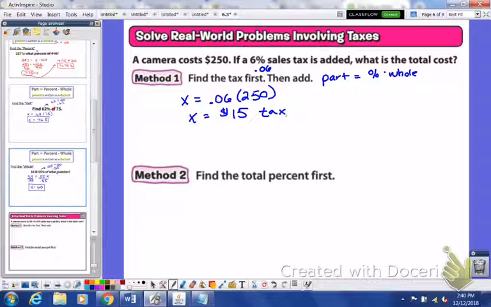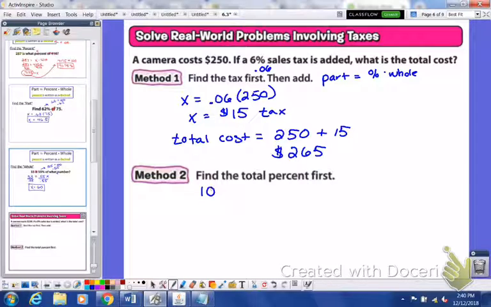So then what is the total cost? Well, when we think about tax, to buy something at the store, you take the cost you see on the shelf plus the price of the tax. So our total cost would be $265. So that's method one. You find what the tax is and then you add it to what the cost on the shelf would be. Method two would be to find our total percentage first.